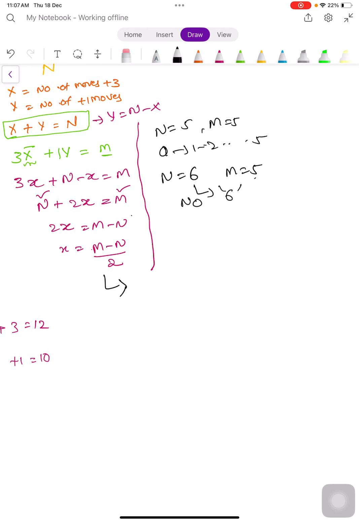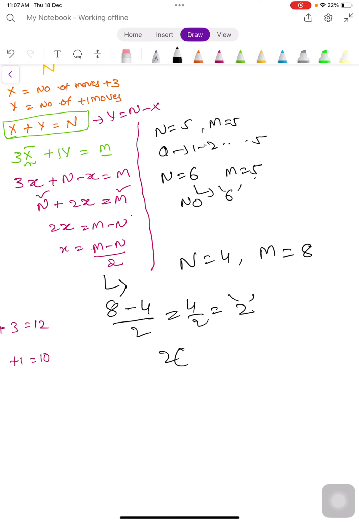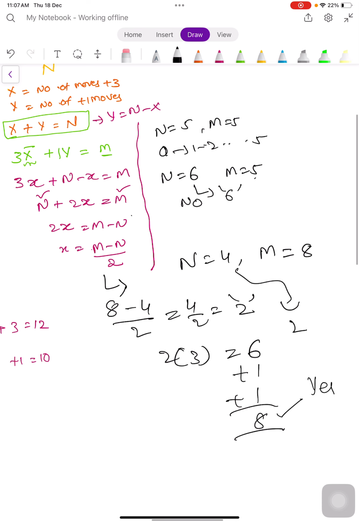Let's say n as 4 and m as 8. In 4 moves, can I reach 8? If I substitute in this, I will get (8 minus 4) by 2, which is 4 by 2, which is 2. That means I made 2 moves of plus 3. 2 moves of plus 3 will give me 6. We are done with 2 moves and we are left with only 2 moves. In the next 2 moves, I will add plus 1 and plus 1 and I will be able to reach 8. In this case, we are getting the answer as yes.